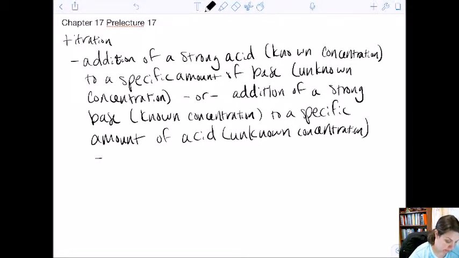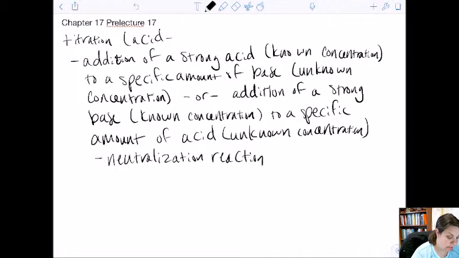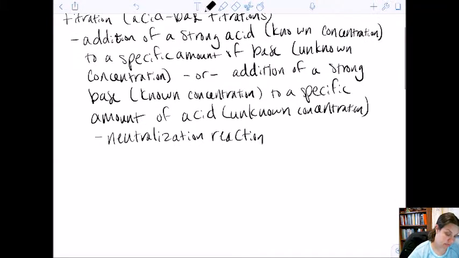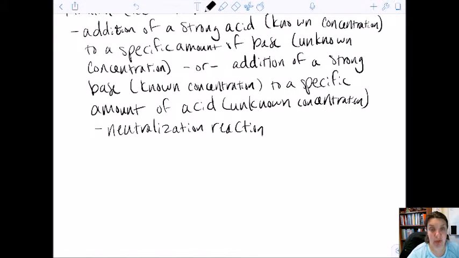So this is going to be a neutralization reaction, or this will be a neutralization reaction if we have an acid-base titration. There are other types of titrations. We're only going to look at acid-base titrations today. So it's a neutralization reaction. We are trying to neutralize the unknown with the known. So we keep adding until we reach neutralization.